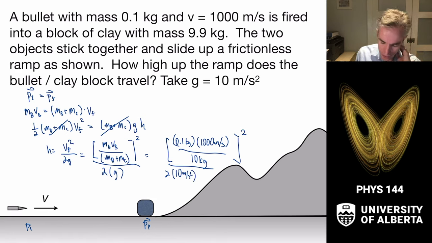And so that's 0.1 divided by 10 is 0.01 times 1,000 is 10. So this internal quantity goes to 10 meters per second. Quantity squared is 100 meters squared per second squared, divided by 10 is 10, divided by 2 is equal to 5 meters. And so that's our answer. It sails 5 meters up the ramp vertically.